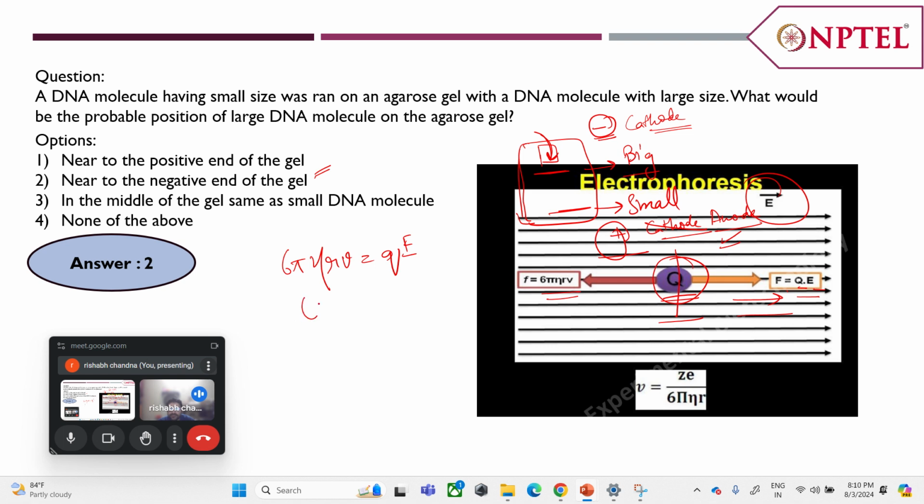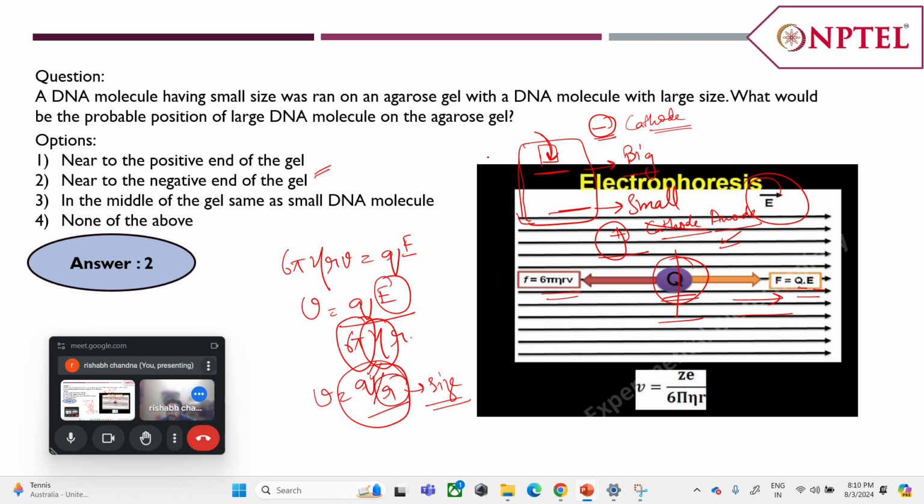So here the velocity of the molecule, this would be constant. E would also be constant because it will be applied to all the molecules present in a solution. Now eta would also be constant because it's the medium. Only this would be variable. So this is the charge on the moiety and this is the r or radius. This would depict the size of the moiety.